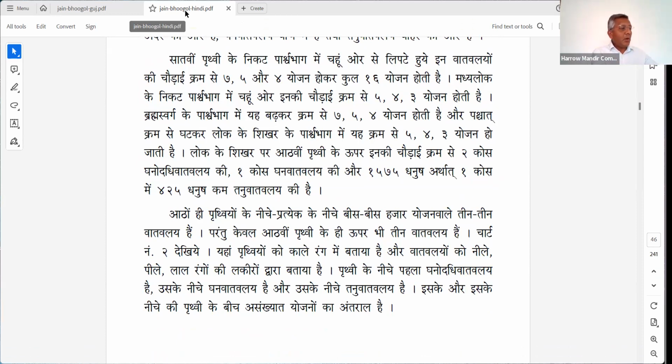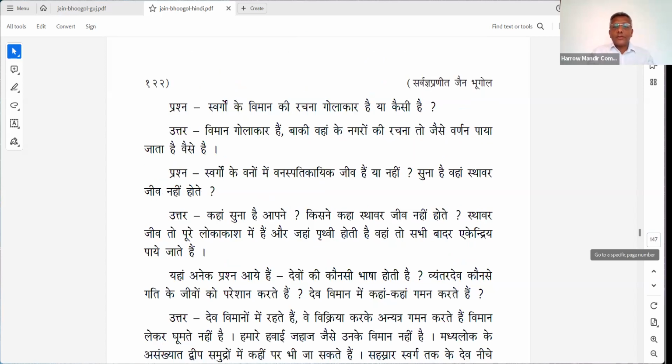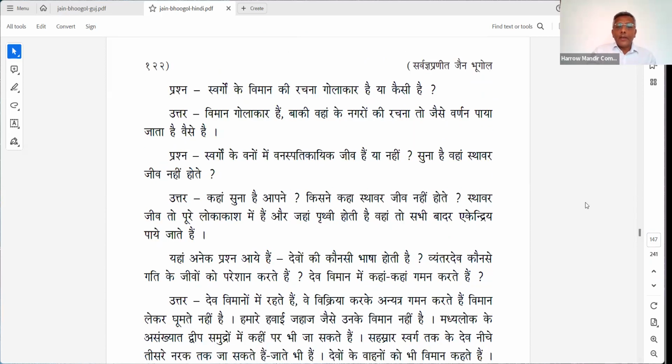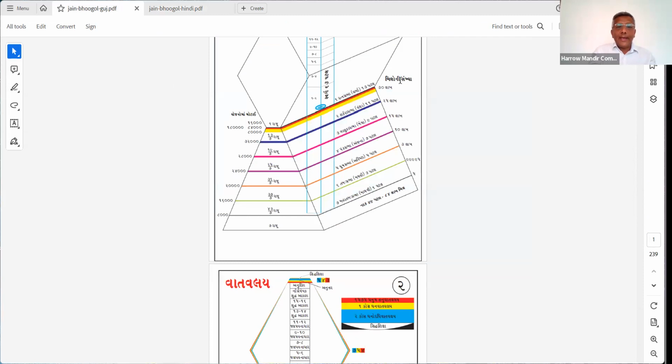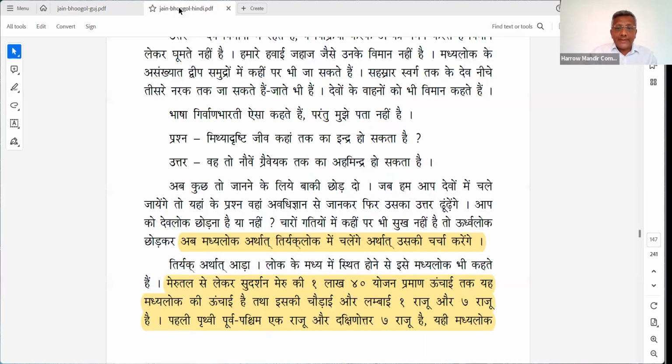If we move to Madhya Lok, let's see what stage it's at. Madhya Lok starts at page 147. So this is where we talk about the Madhya Lok. Remember, the whole of this area here is the Madhya Lok. It's one Raju by seven Rajus, and the height of the Madhya Lok is the same as Sumeru Parvat. We've seen the height also. Let's see what this book is now saying to us.